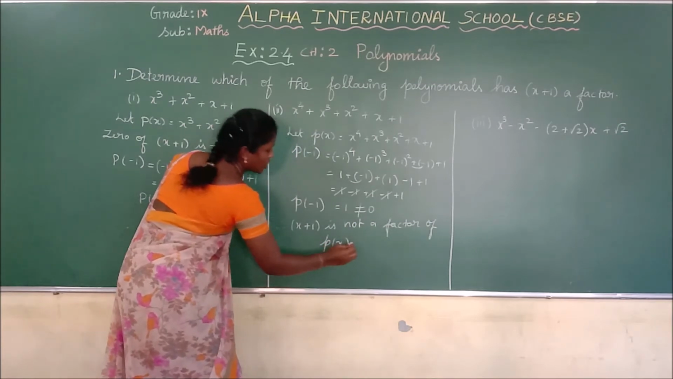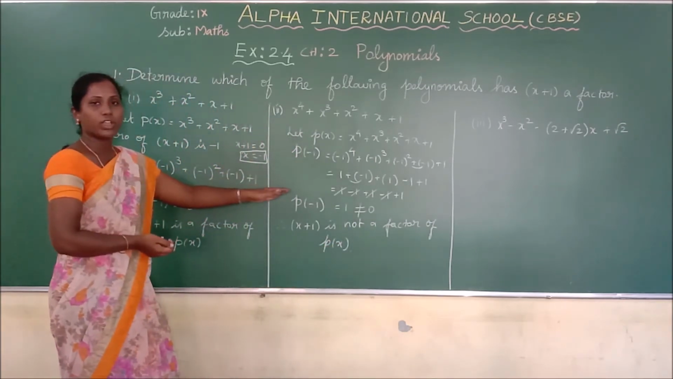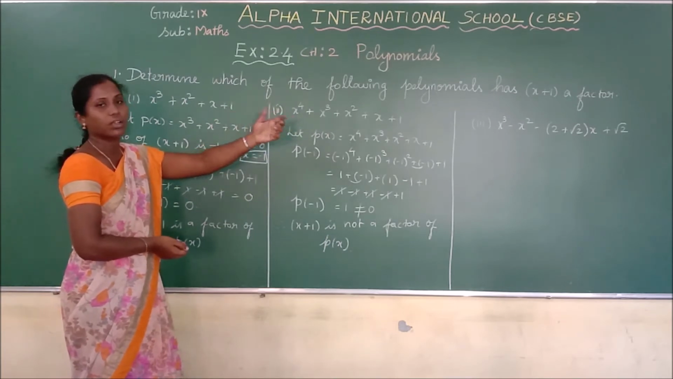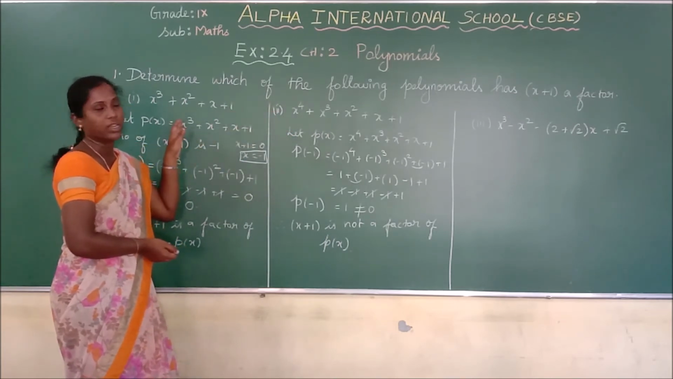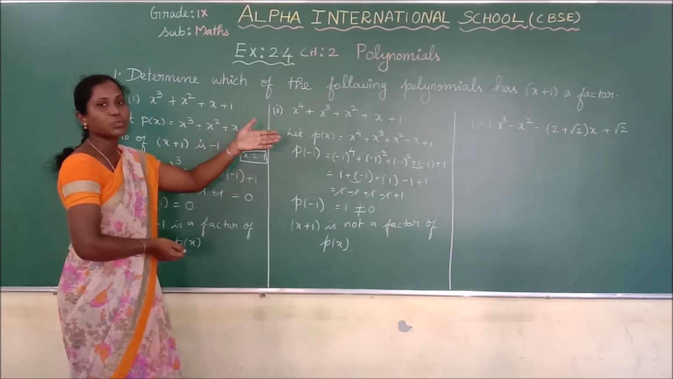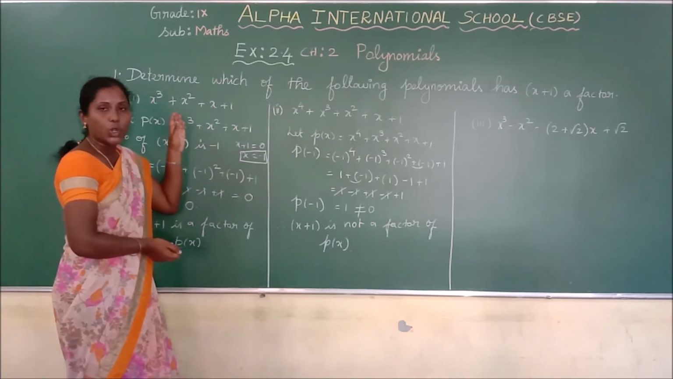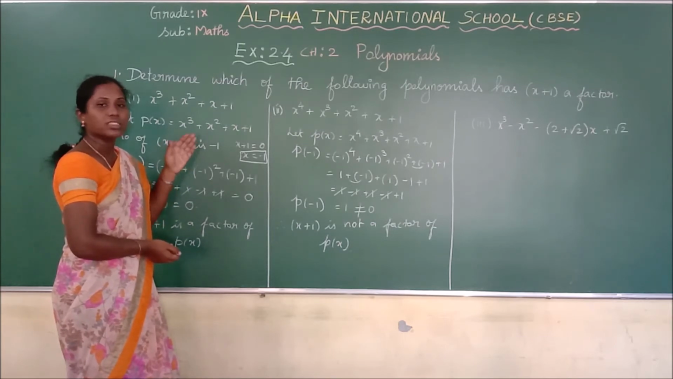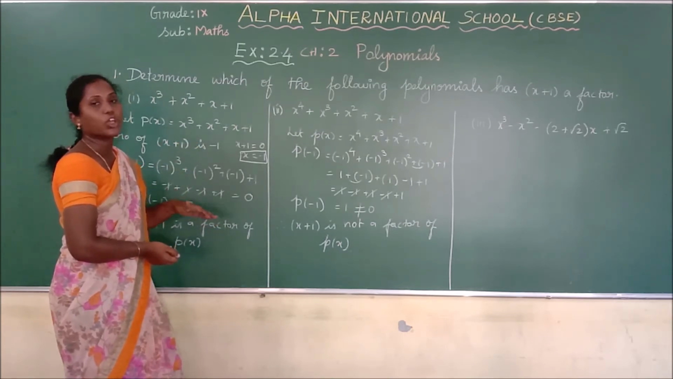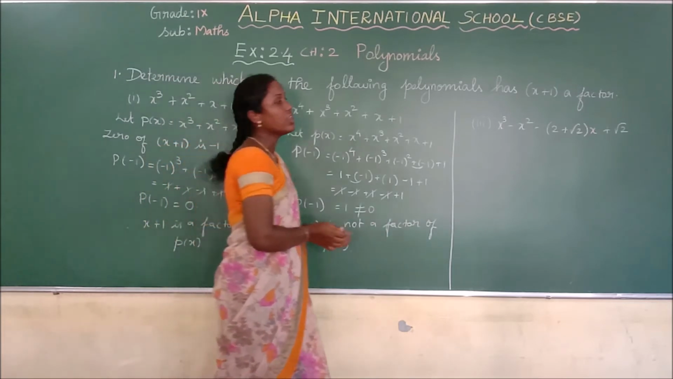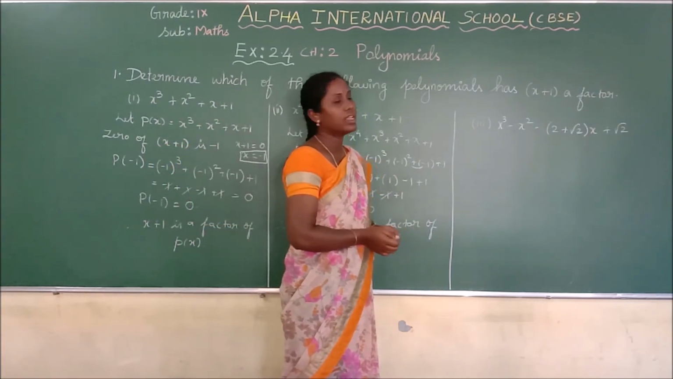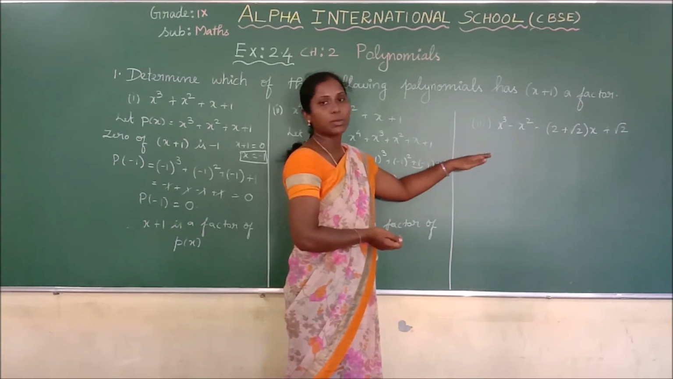So from these two problems, I understood how to verify whether the given is a factor of the given polynomial. If we have to check whether x plus 1 is a factor of the given polynomial, just find the 0 of the given and substitute in the place of x. If you got the remainder 0, it is a factor. If the remainder is not 0, it is not a factor of the polynomial. Let us check for the third subdivision.